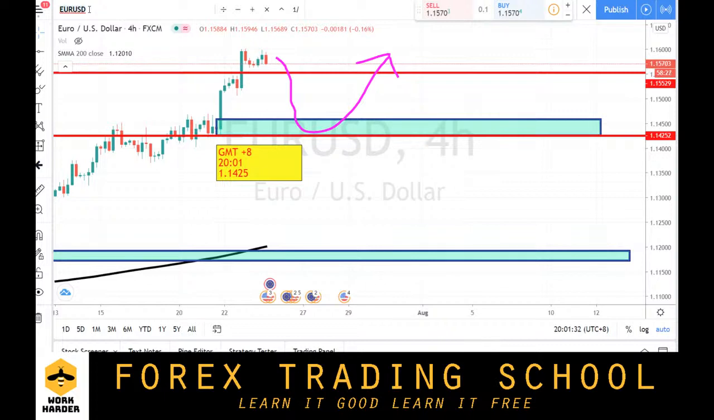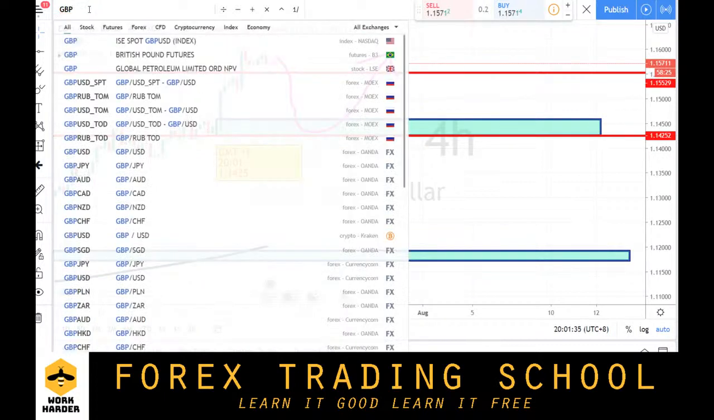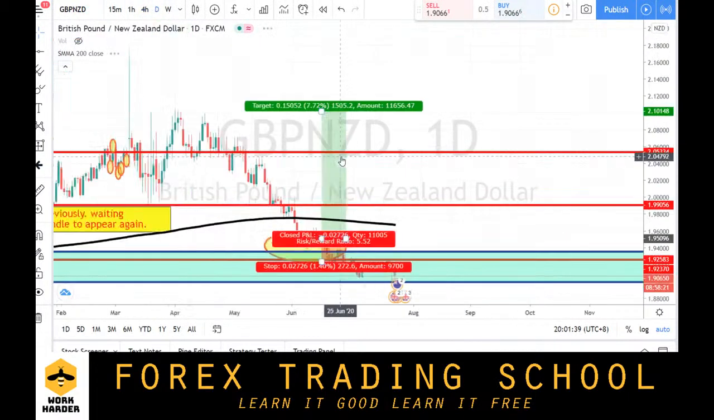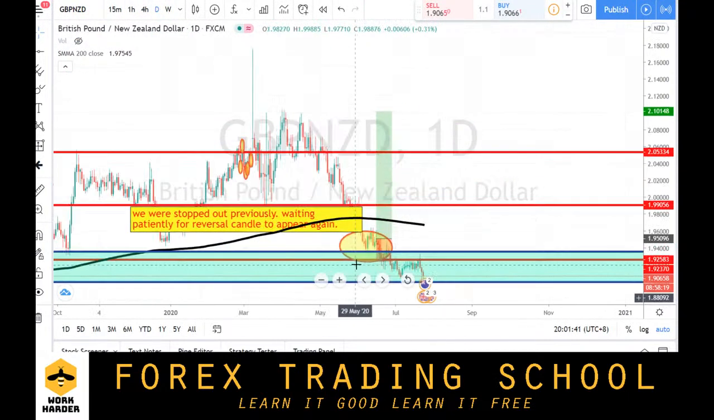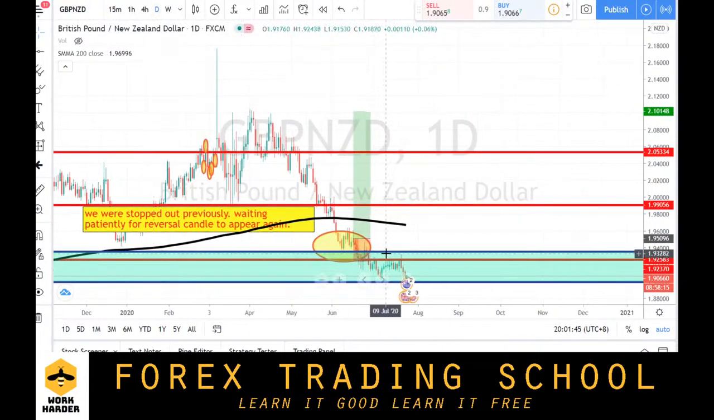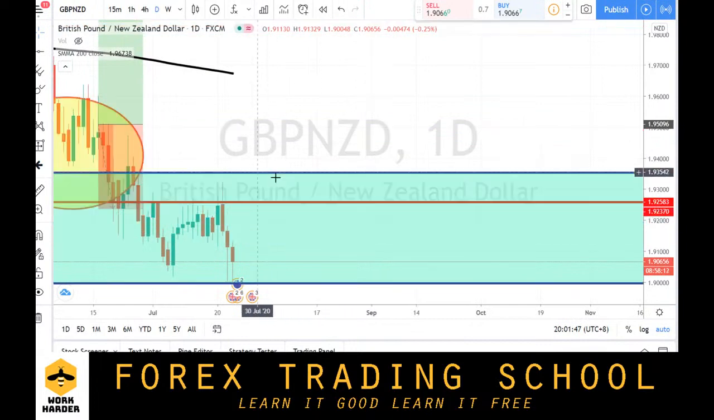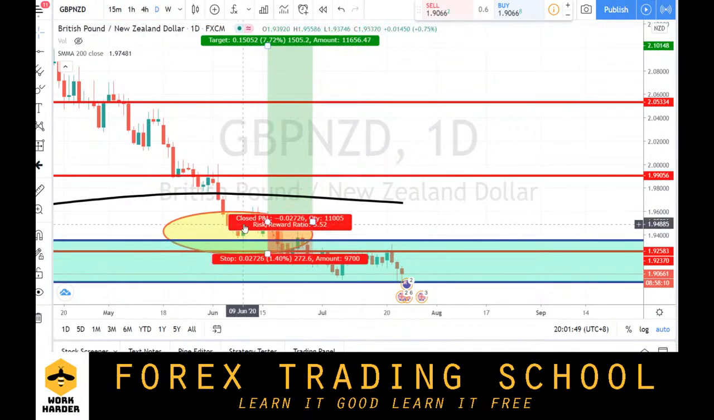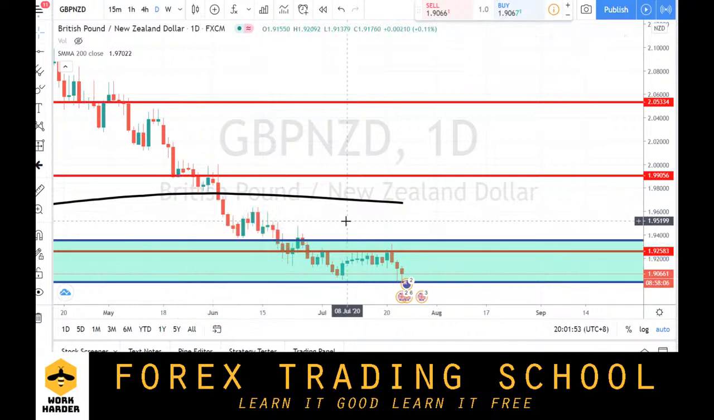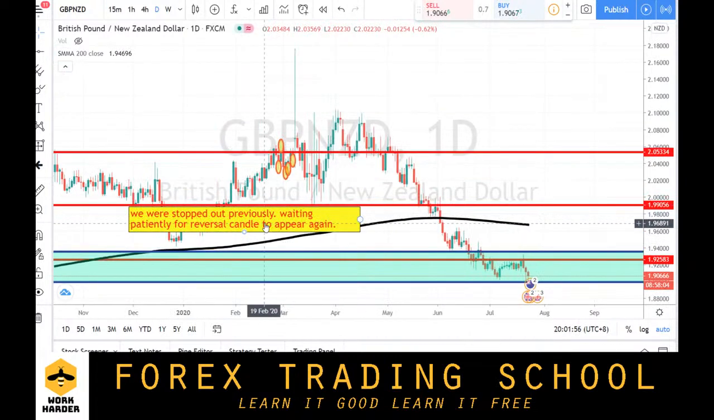So now we are moving on to our next favorite pair. We have been out of this pair for the longest time ever. Wow, you see, it's in our zone. This is one of the best pairs. You see, this was the time I took the position. We were stopped out 1%. We lost over here, so we were stopped out and waiting patiently.